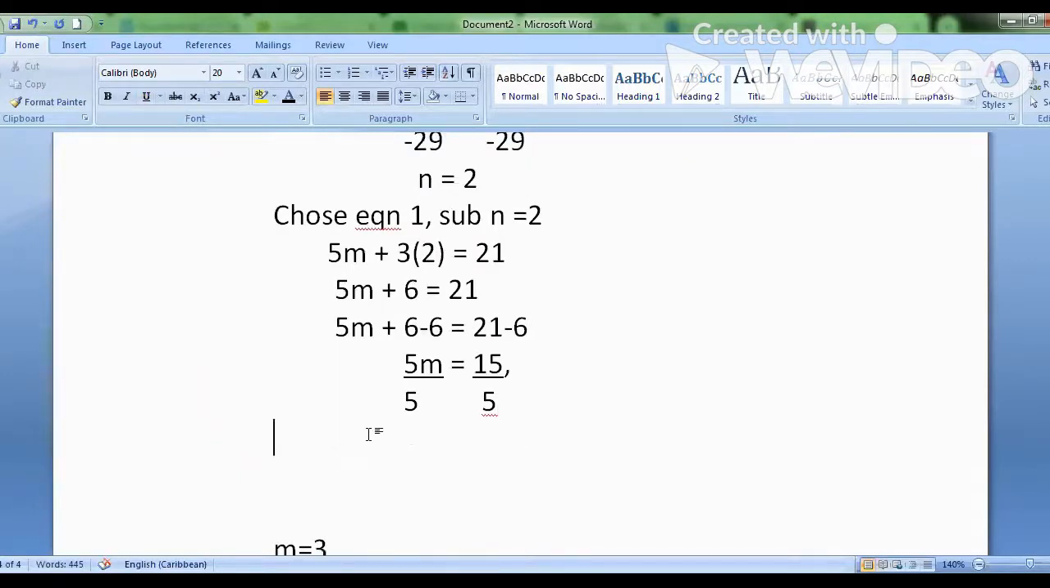So therefore, sir, if you had chosen the bottom, the 2m, and put it up at the top, same answer. Yeah, same answer. So therefore, m is 3 and n is 2.